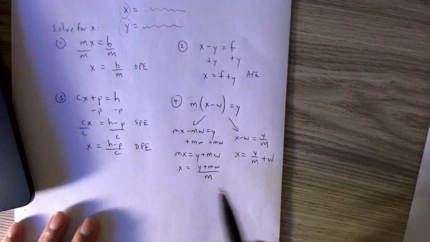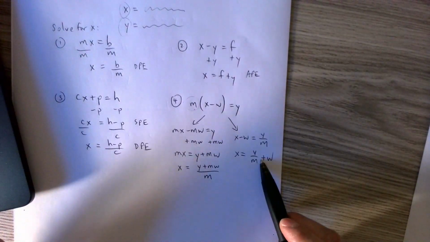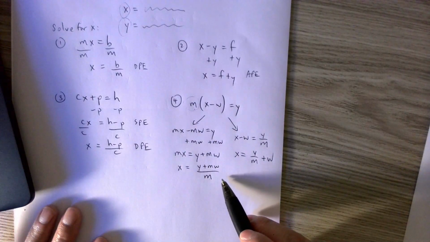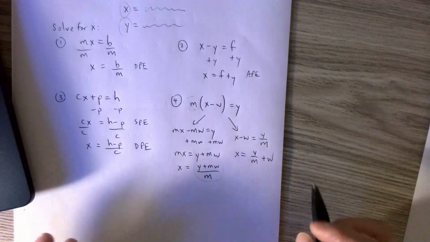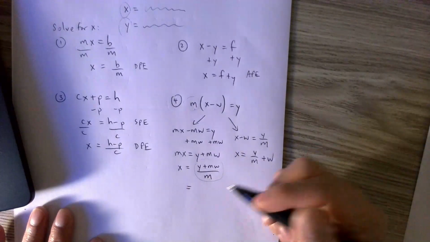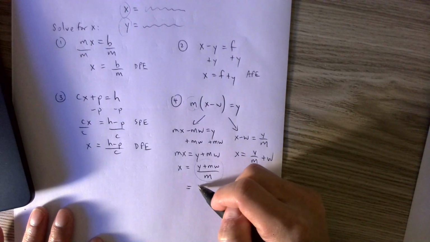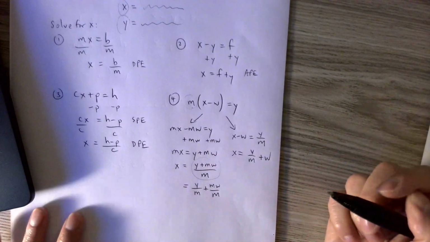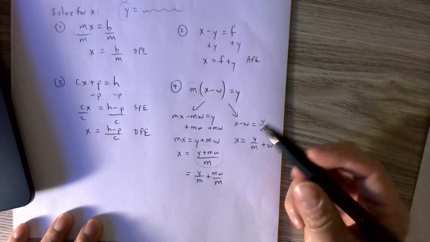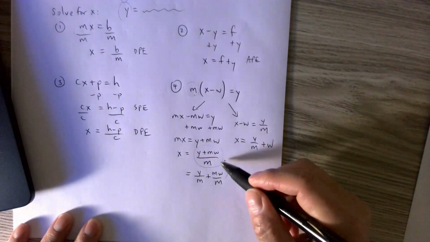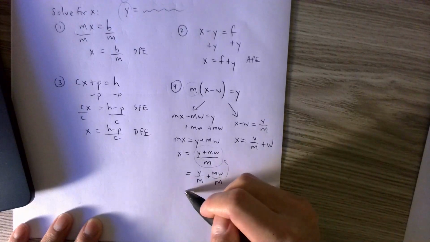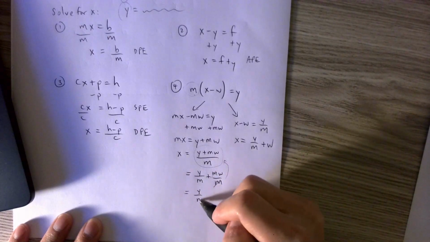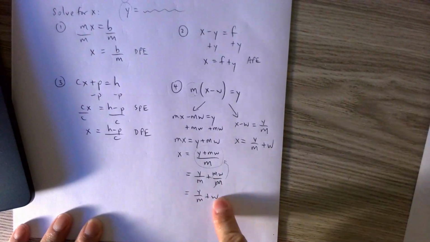And I'm done. And you might think, wait, hold on, these are not the same. They are the same. If I take this fraction, I can write it as the sum of two fractions, these two. If you go backwards that way, you'll see how these are the same. And then in this fraction, I can cancel the m's, and I get the same thing.